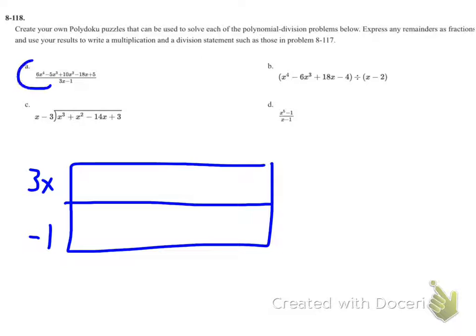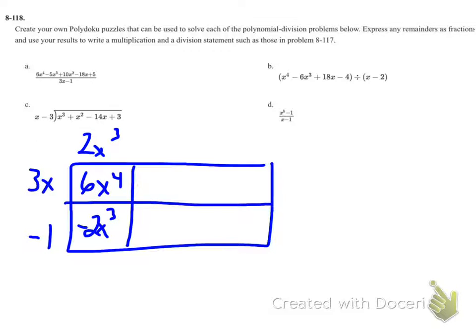And I always want to start off with my leading term in the top left. So 6x to the fourth. So now I figure out what goes up top. 3x times what gives me 6x to the fourth, and that's going to be 2x to the third. Multiplying times negative 1 gives me negative 2x to the third.